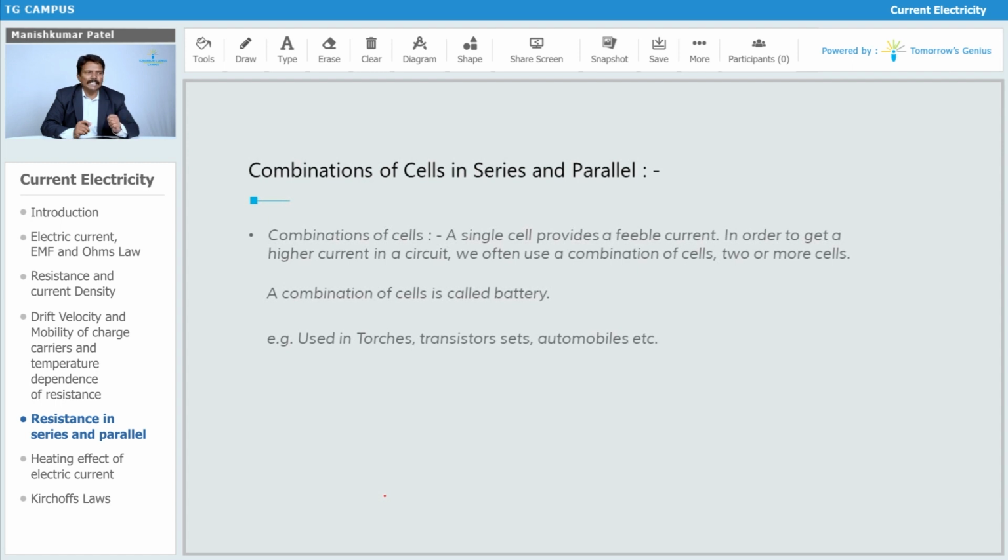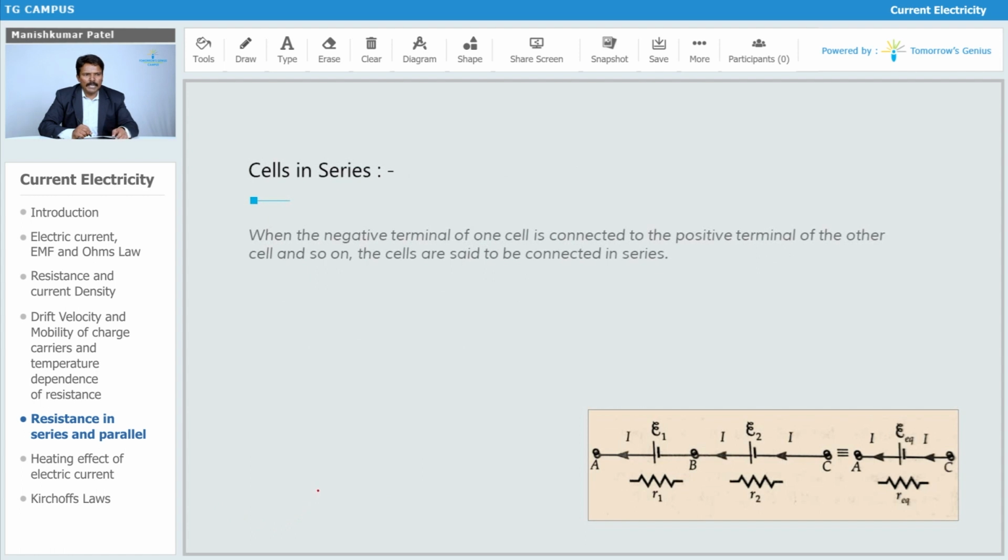You might have seen them in torches, transistor sets, automobiles. You can increase the current, you can increase the intensity according to that. So we have to use different combinations of cells in series and parallel. Let's consider the cells in series first. The negative terminal of the first cell is connected to the positive terminal of the other cell, and so on. This process goes on, and the cells are said to be connected in series.